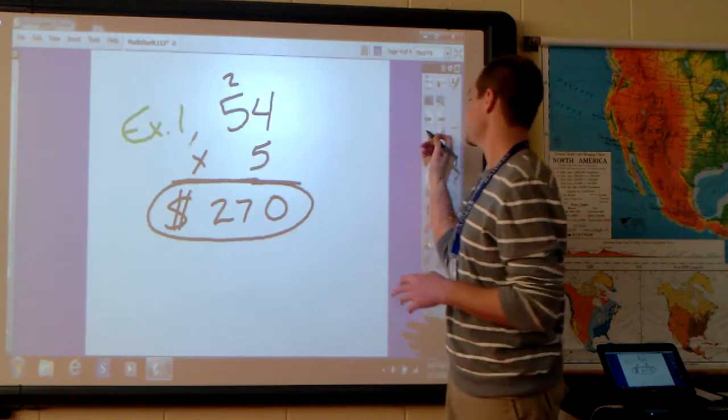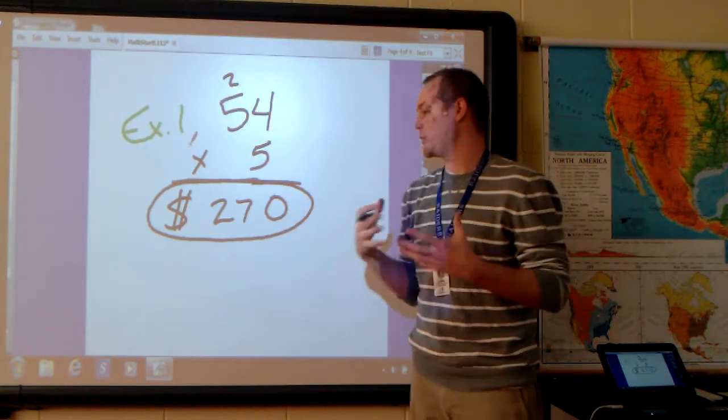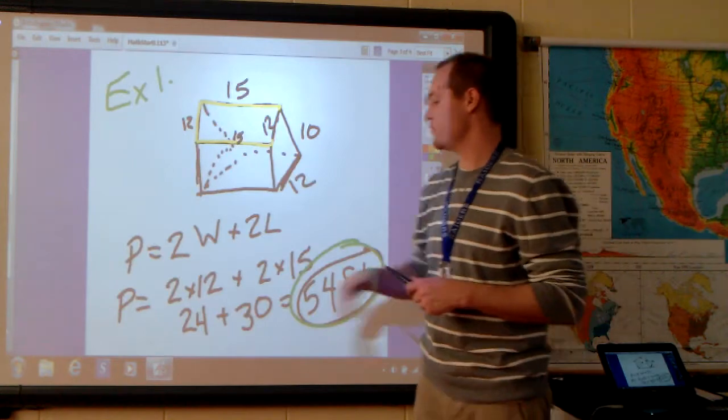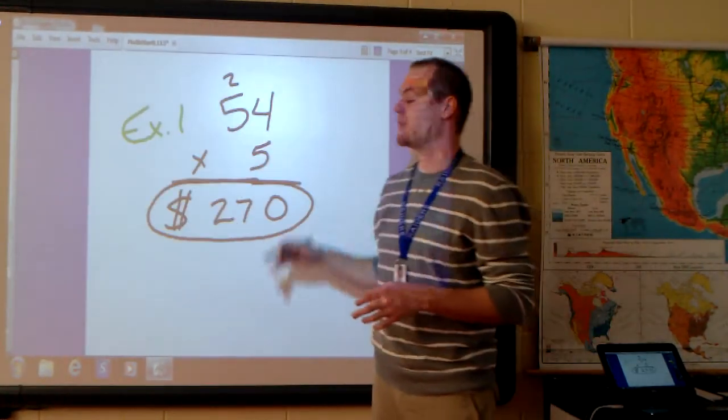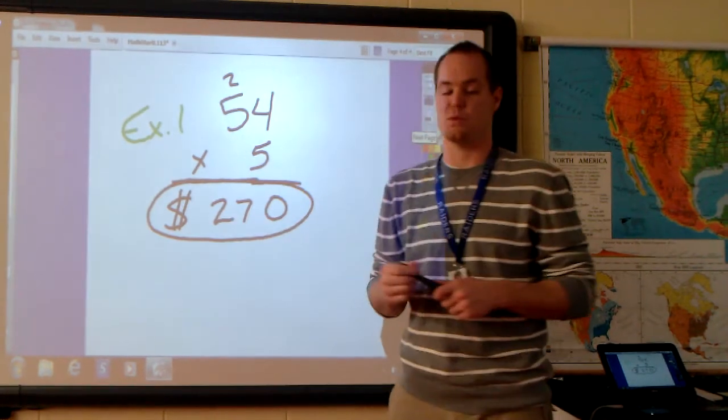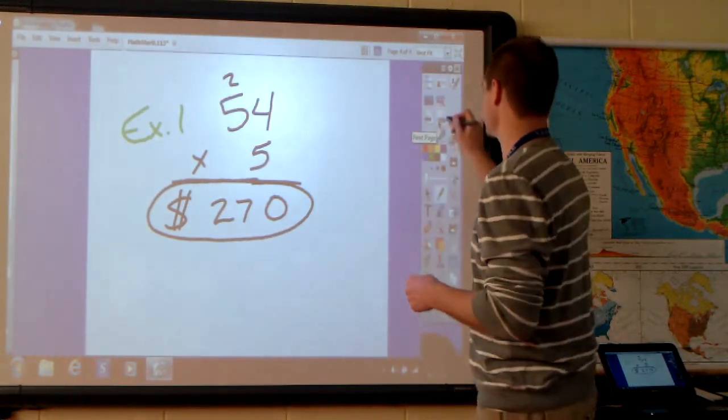Again, the first answer was 54 feet. We found the perimeter. We made sure that we used the formula for perimeter, and then we multiplied 54 feet by 5 to get $270 worth of crown molding.